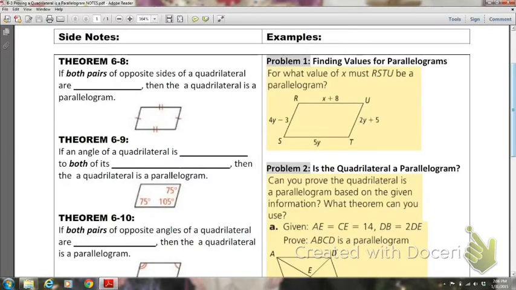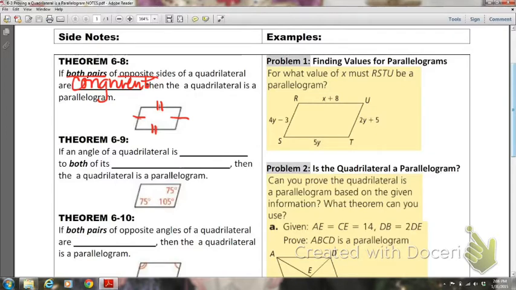In this lesson, we're going to use the properties of parallelograms that we learned in the previous lesson to prove that a quadrilateral is a parallelogram. So our objective is to determine whether a quadrilateral is a parallelogram or not. The first theorem says that if both pairs of opposite sides of a quadrilateral are congruent, then the quadrilateral is a parallelogram. So here we can see that opposite sides are marked congruent in the diagram, so that quadrilateral is a parallelogram.